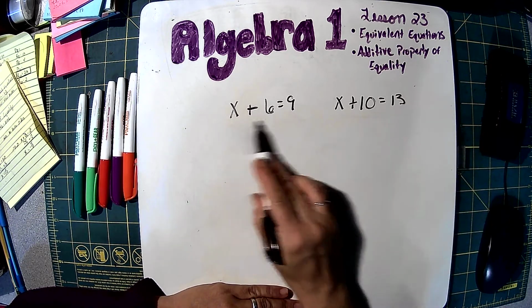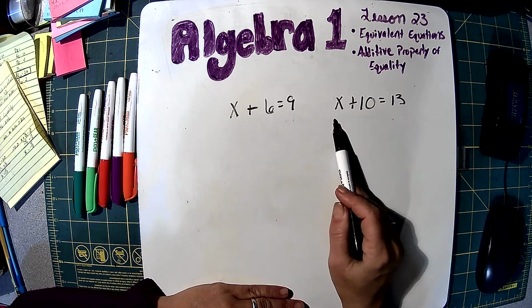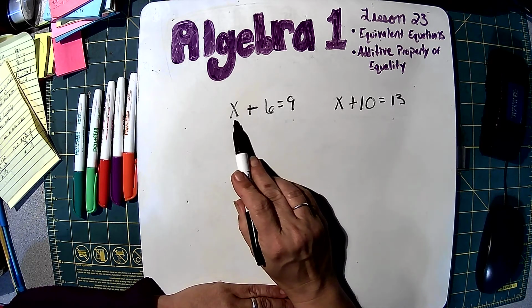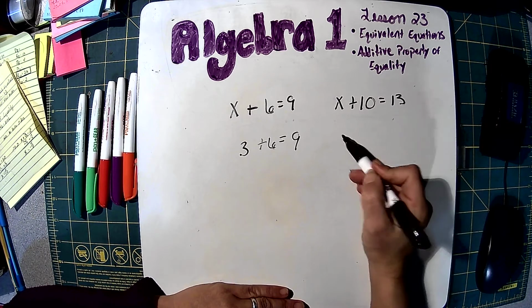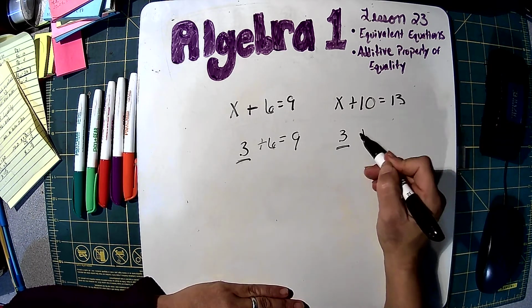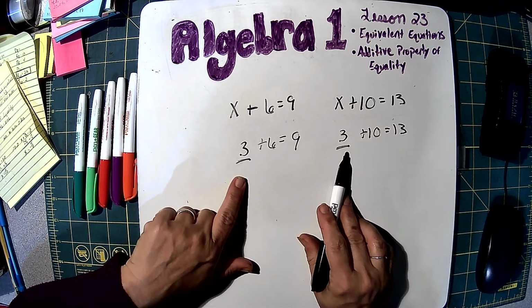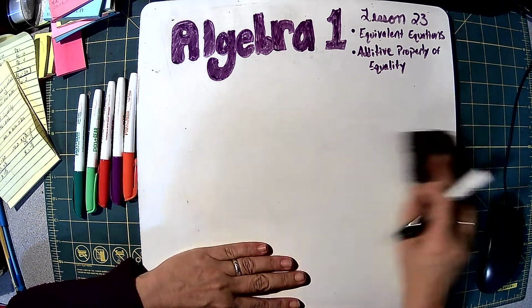These two equations are considered equivalent because our x value is going to be the same for both. So if we put 3 in there, 3 plus 6 equals 9, and if we put 3 in there, 3 plus 10 equals 13. So that means the solution, the x value in both of these was the same. That makes them equivalent equations.